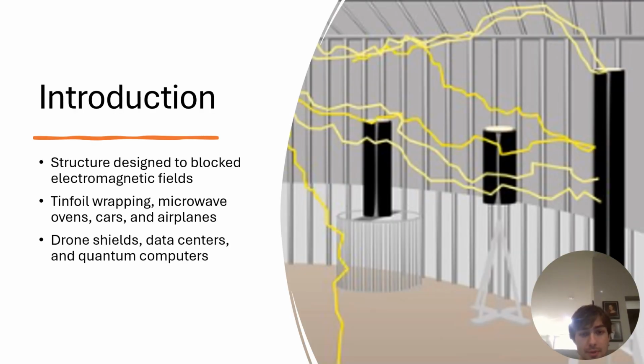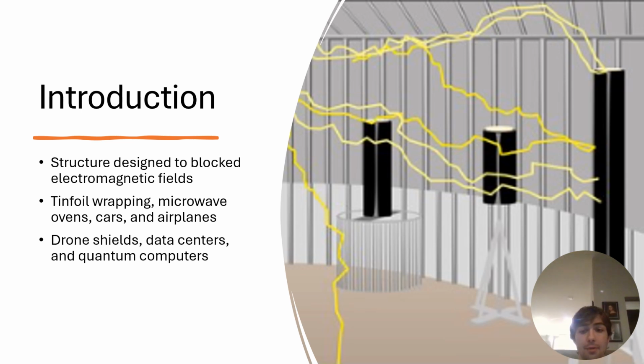To begin our discussion, we will start with a brief introduction of what a Faraday cage is. Specifically, it is a structure designed to block EM waves. Some examples of Faraday cages include tinfoil wrapping, microwave ovens, cars, airplanes.